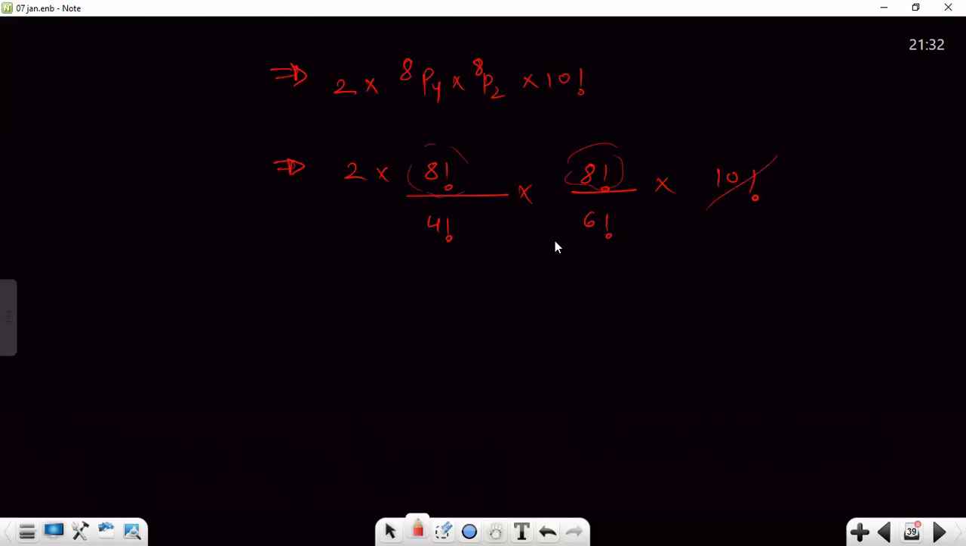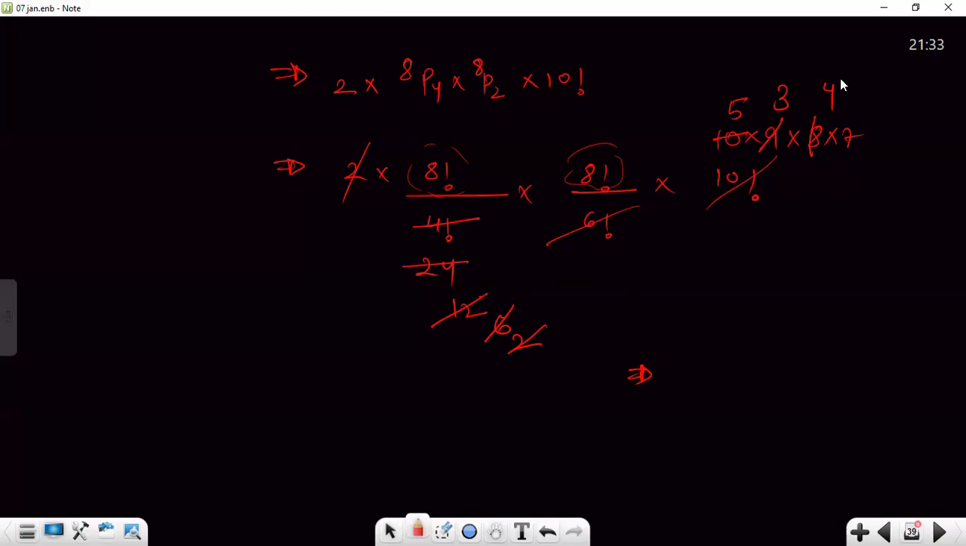So 10 factorial gets cancelled by 6 factorial and 10 will become 10 into 9 into 8 into 7. 6 factorial has already got cancelled. 4 factorial is basically 24. 2 cancels 24 by 12, and let's do something here. Then 12 by 2 is 6, 10 by 2 is 5, 6 by 3 is 2, 9 by 3 is 3. 2 cancels 8 by 4.